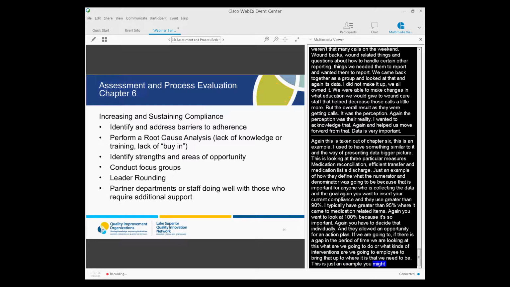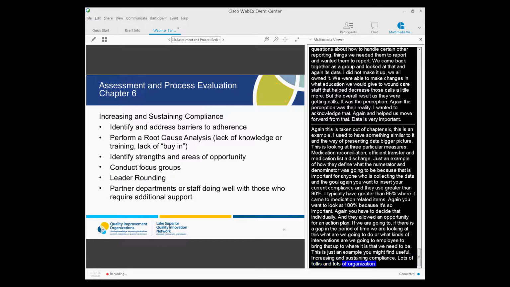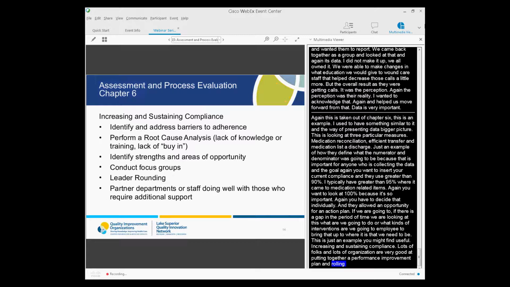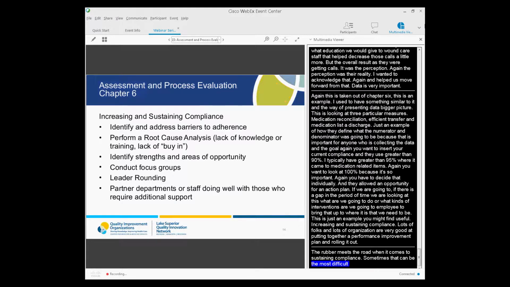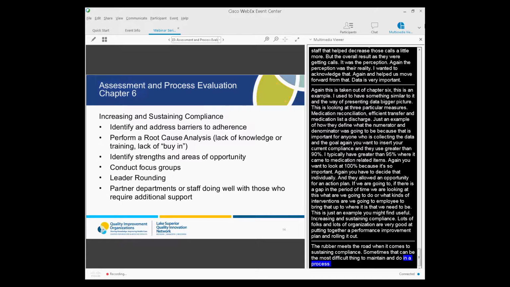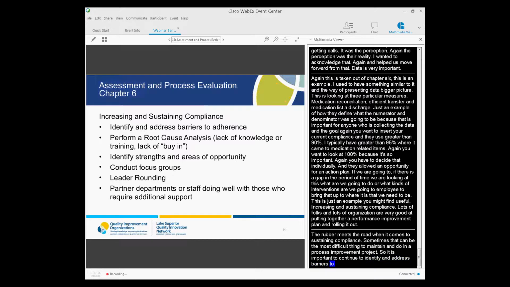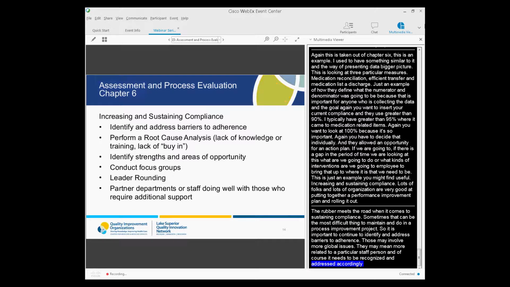Okay, so increasing and sustaining compliance. Lots of folks and lots of organizations are very good at putting together a performance improvement plan and rolling it out, but the rubber meets the road when it comes to sustaining compliance, and sometimes that can be the most difficult thing to maintain in a process improvement project. So it's important to continue to identify and address barriers to adherence. Those may involve more global issues. They may be more related to a particular staff person. And of course, it needs to be recognized and addressed accordingly, but always in a way that puts the onus back on the process, not the person.